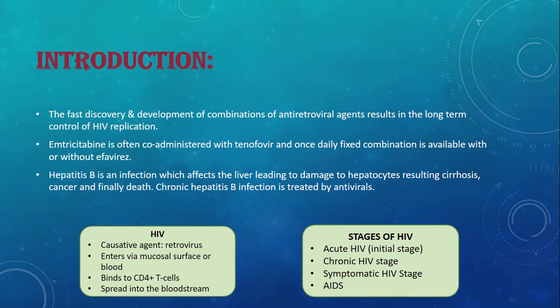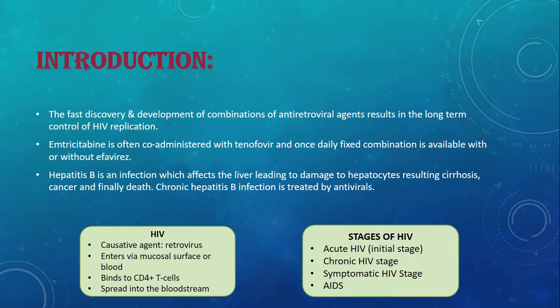Now, what is HIV? The causative agent is a retrovirus, which enters the body via mucosal surface or blood. It binds to CD4 plus T cells and causes damage, and it further spreads into the bloodstream and causes further complications. Here are the following stages of HIV.